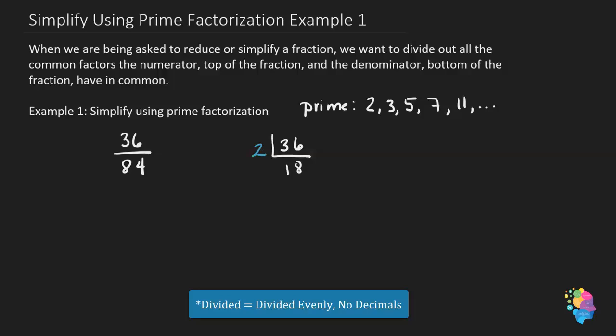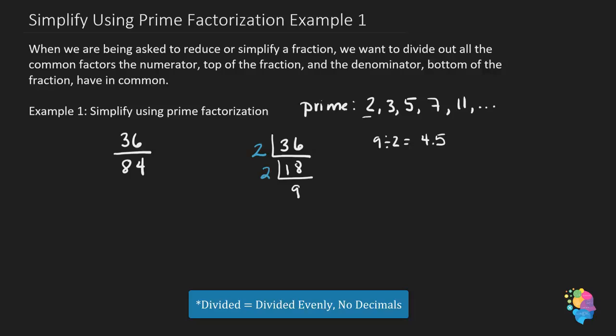Then we try it again. Can 18 also be divided by 2? And that's yes. 18 divided by 2 will give us a 9. And then we try it again. Can 9 be divided by 2? In this case, it cannot, because 9 divided by 2 will give us 4.5, so it cannot be divided evenly.